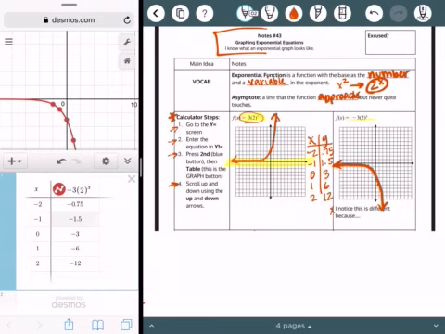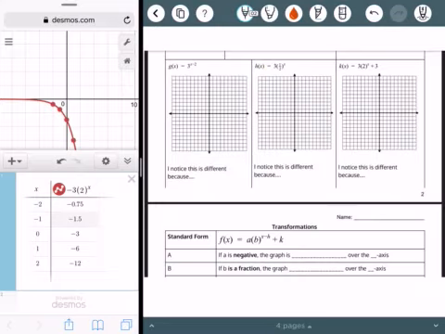And then right here, you're going to write in something you notice that's different. So for this example, I noticed that this is different because it is flipped over the x-axis. Right, so I'm going to go ahead and say that. It's your job to do these 3. So you're doing 1, 2, and 3 on your own calculators, graph them, and then write what you noticed. We'll be back in just a second.